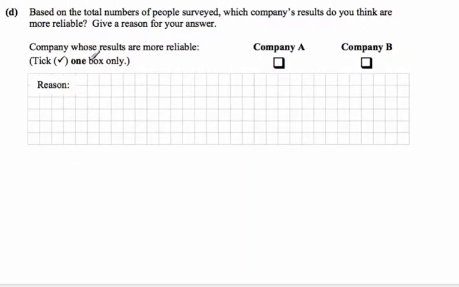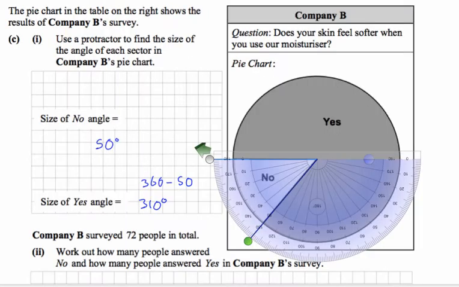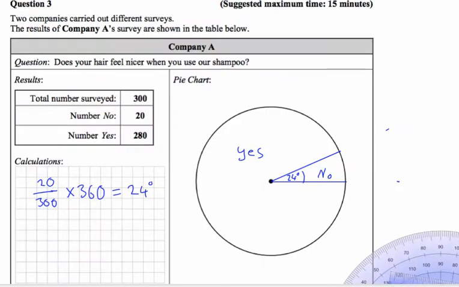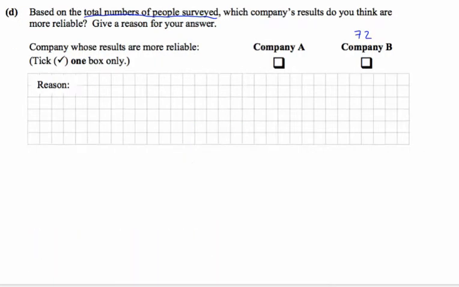Finally, part D. Based on the total numbers of people surveyed, which company's results do you think are more reliable? Give a reason for your answer. The company whose results are more reliable, was it company A or company B? Well, company B, which we just had a look at, they surveyed 72 people. They asked us to look at the total numbers of people surveyed. Now, company A, if we go back and have a look, they surveyed 300 people.